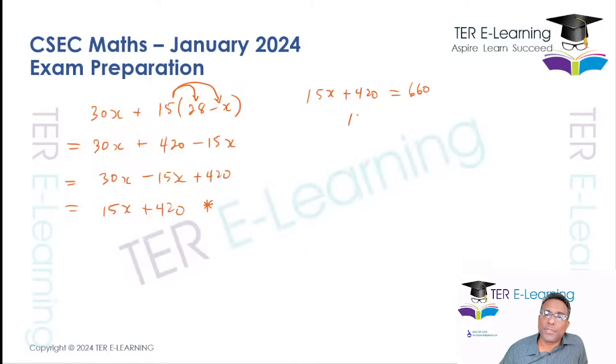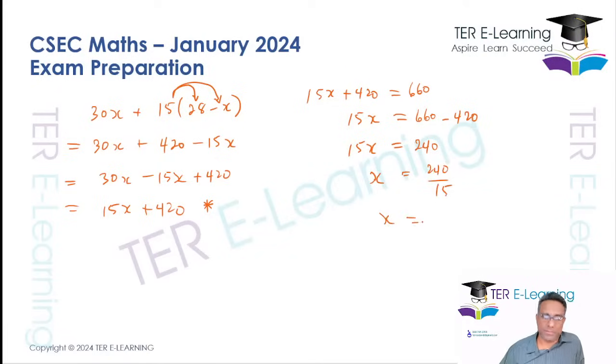So therefore, this is going to be 15X is equal to, this is a simple equation we're solving, 660 minus 420. So 15X is equal to 240. So therefore X is equal to 240 over 15, and we're going to get 16 adult tickets. So in this case, the answer worked out to 16.